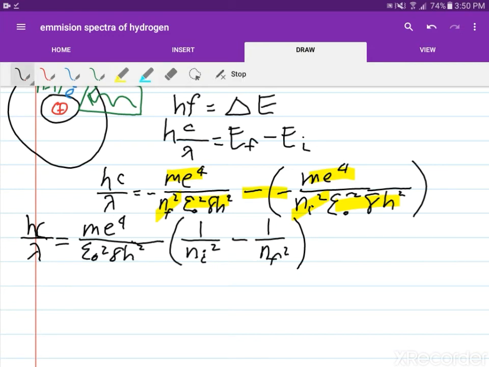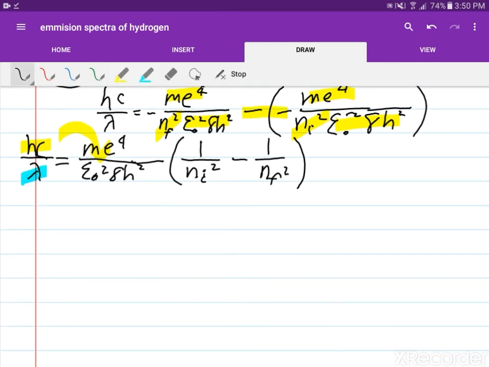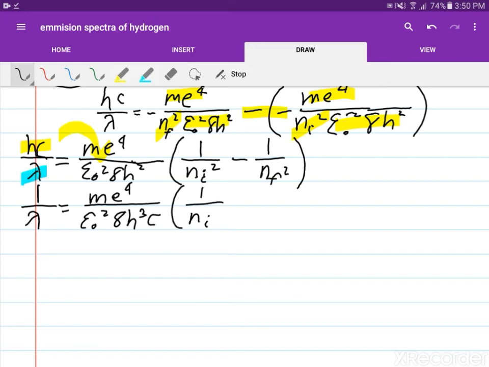Okay, so now if we are only interested in determining the wavelength of the photon that is to hit the electron, we will bring down these terms h and c to this constant. So we have 1 over lambda equals m e to the 4 over epsilon naught square 8, now h will be cubed and we will have a factor of c. So this will be 1 over ni square minus 1 over nf square.